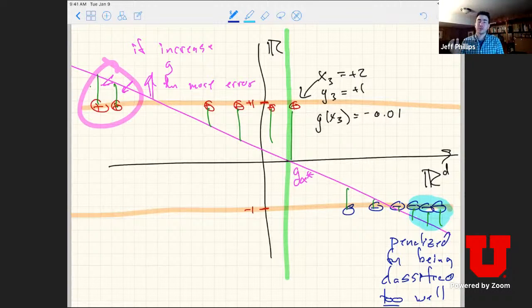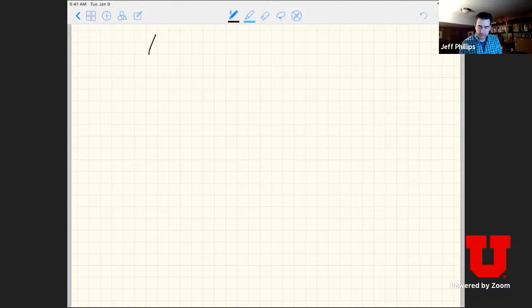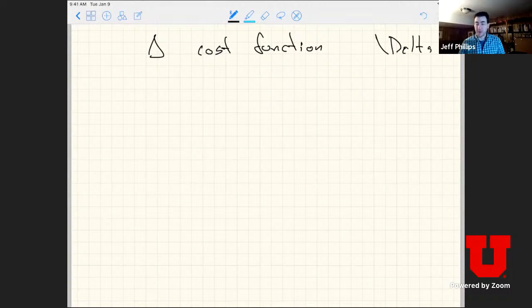So how do I want to make this cost function? I'll call this the delta cost function. This is an uppercase delta, in LaTeX, uppercase delta, kind of a triangle. And so I'm going to look at this delta cost function.